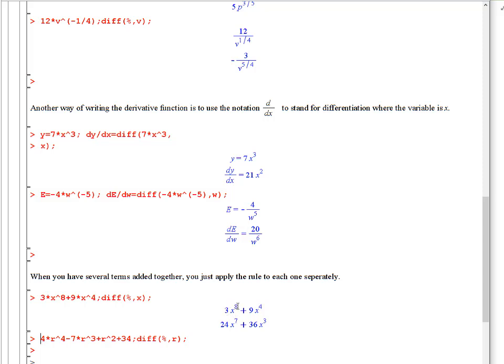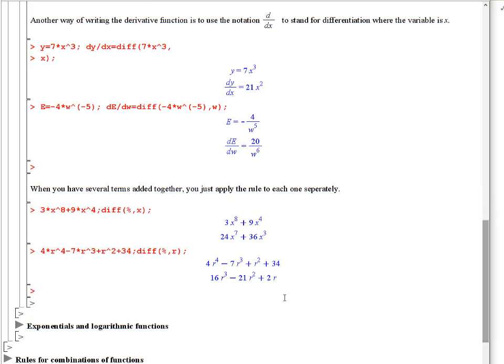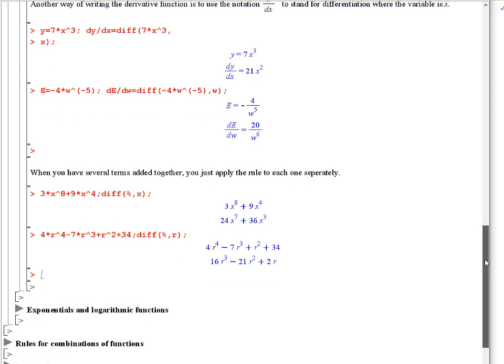So here, 3 8s are 24, x to the power 7, 4 9s are 36, x to the power 3. And similarly here, you go through each part term by term. So this is the 16r cubed, minus 21r squared, 2r, and this is a constant which is flat, has 0 gradient, so that disappears. Okay, so those are the first of our basic rules for polynomials.